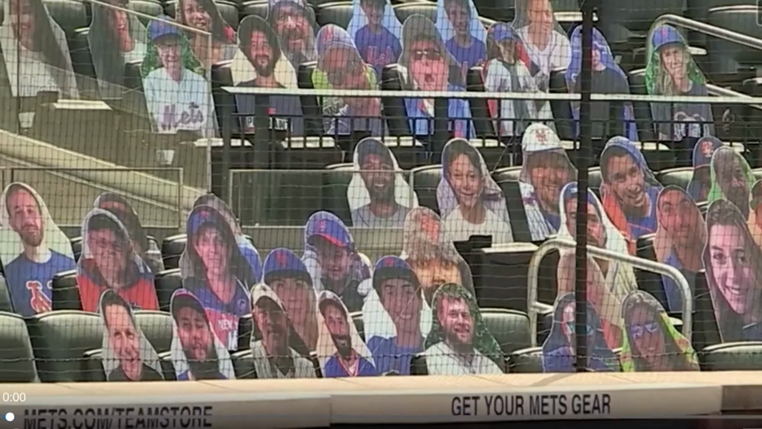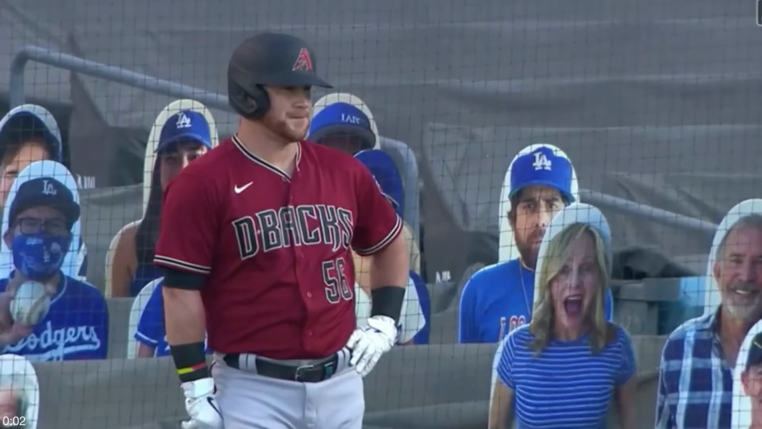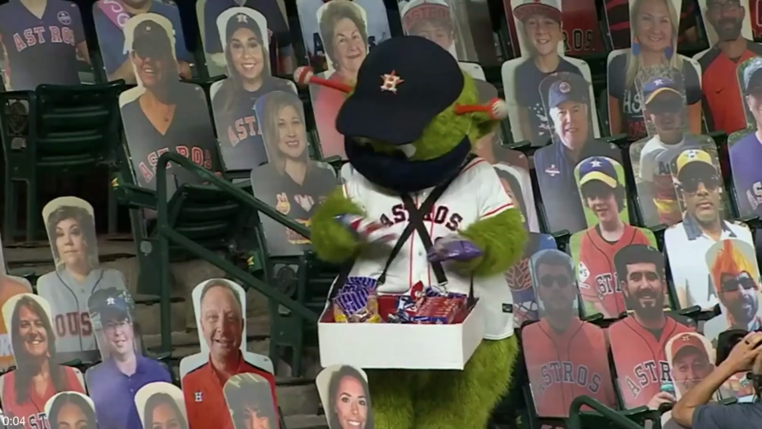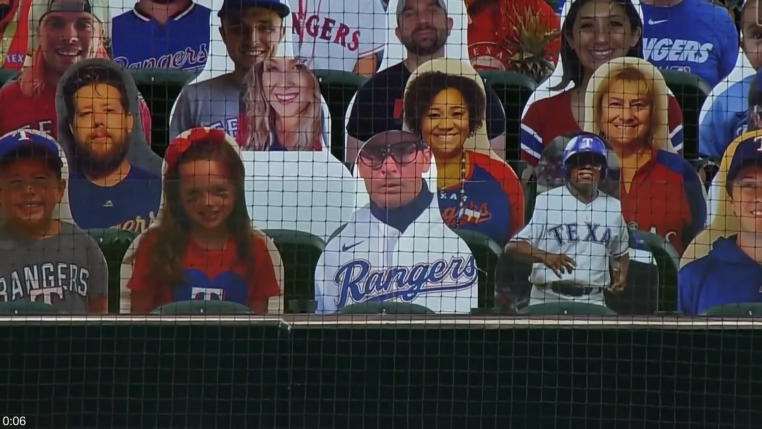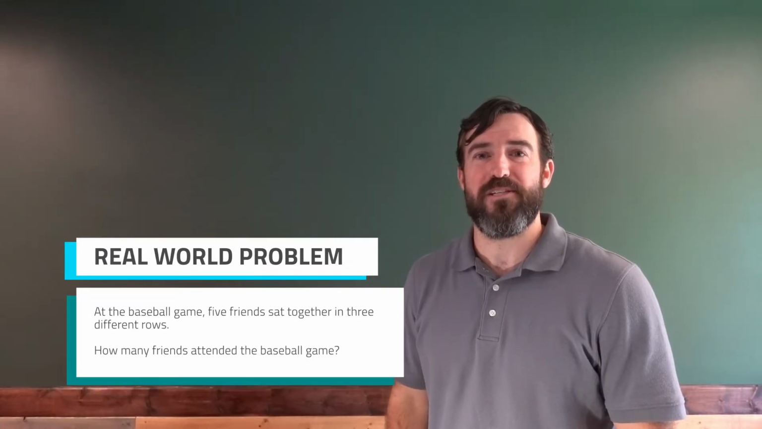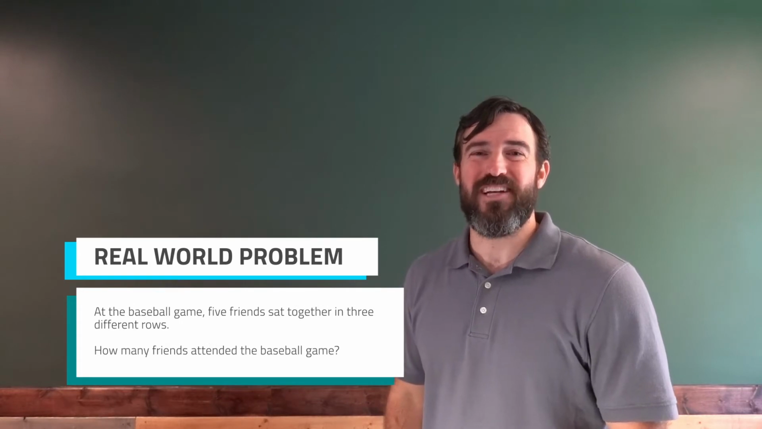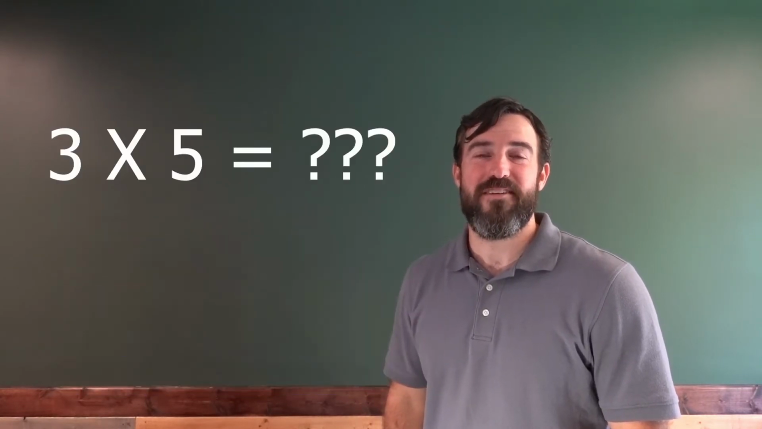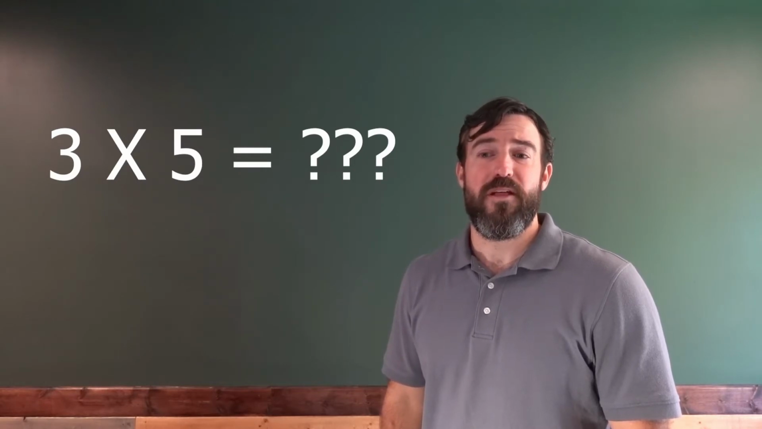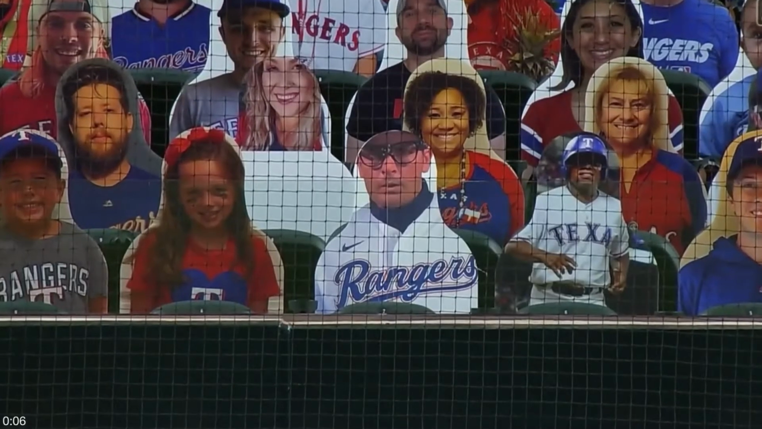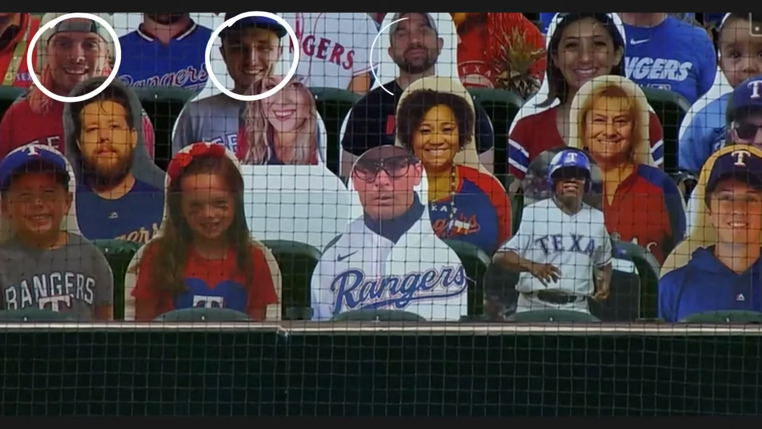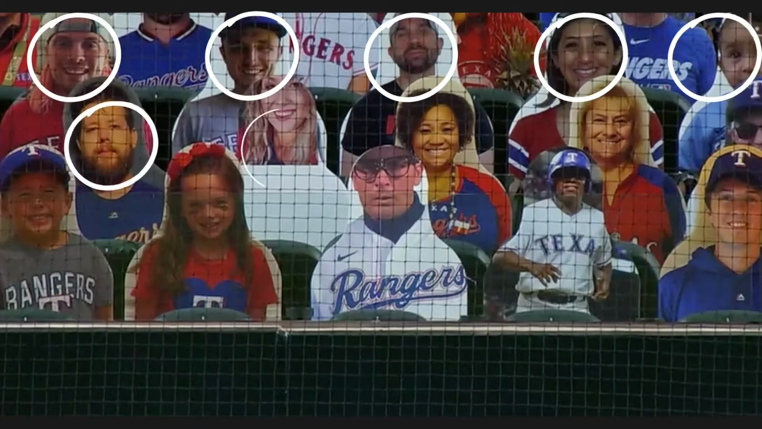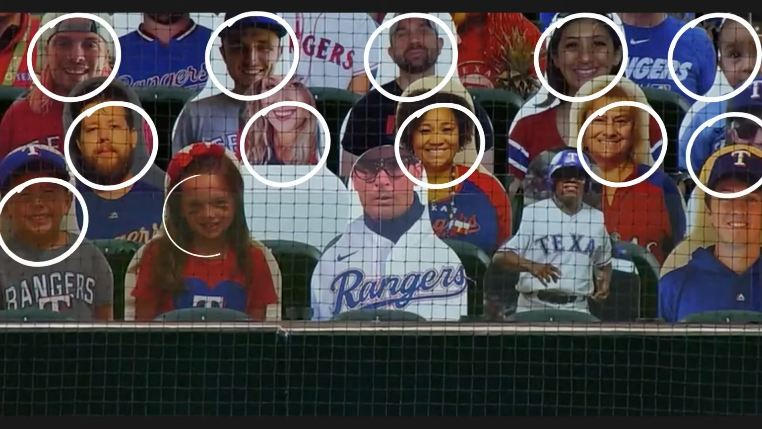A group of friends went to see a baseball game. They sat together in 3 rows, with 5 people sitting in each row. How many friends went to that baseball game? What is the number sentence that matches this problem? That's right, 3 times 5. In this problem, the number of friends in each row will be the size of our groups. Go ahead and pause the video and draw an array on your paper and solve.